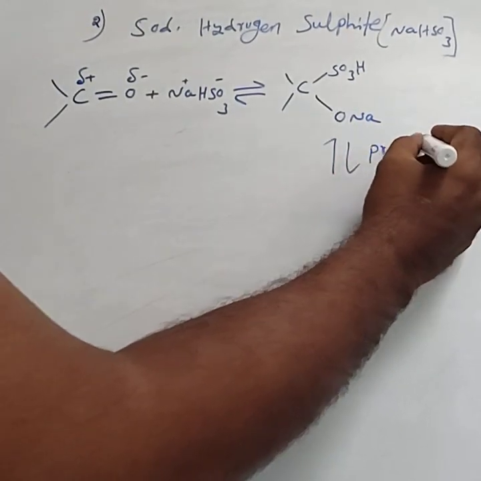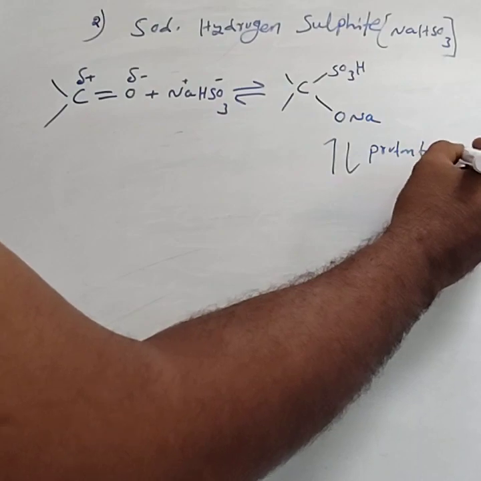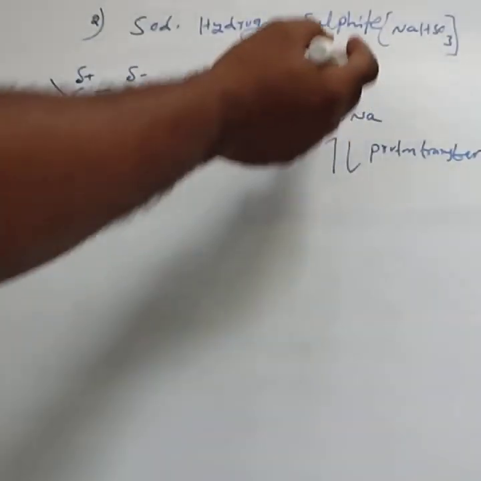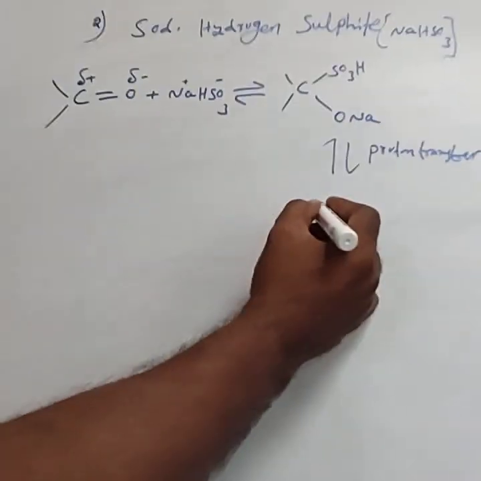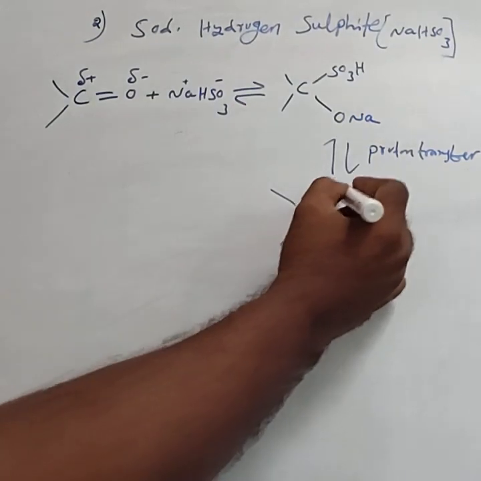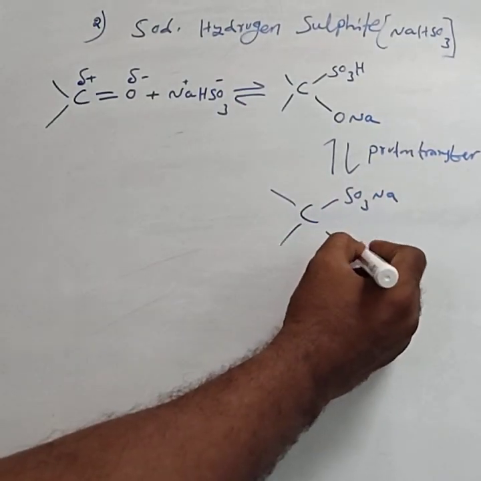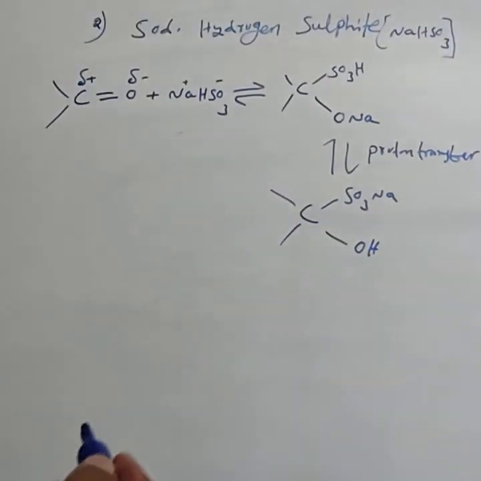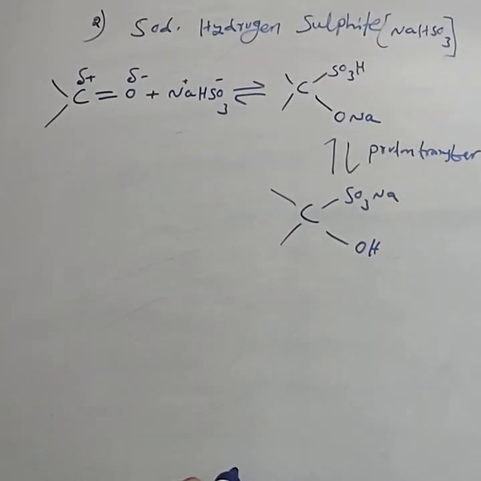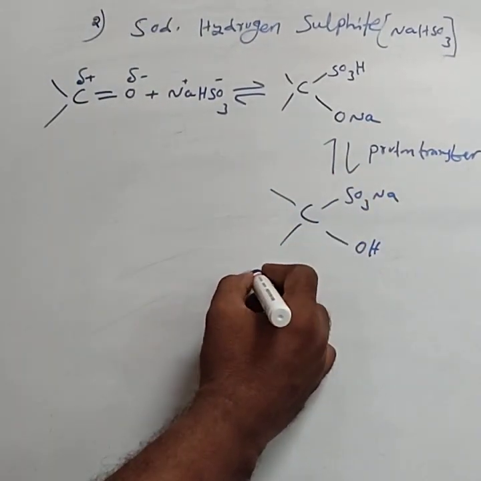Proton transfer takes place; that is just an exchange of the proton. This forms SO3Na and OH. This is an addition compound. The product is a white solid, a white solid of the bisulfite addition compound.